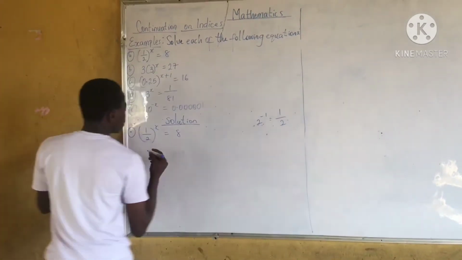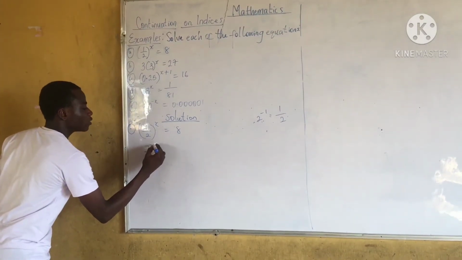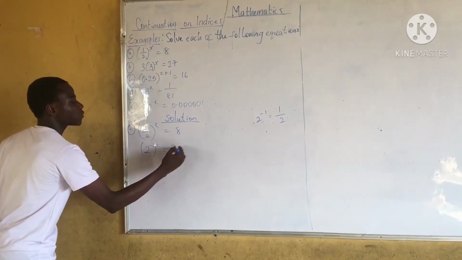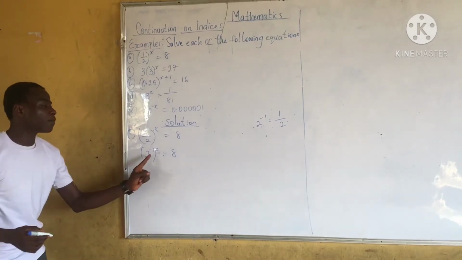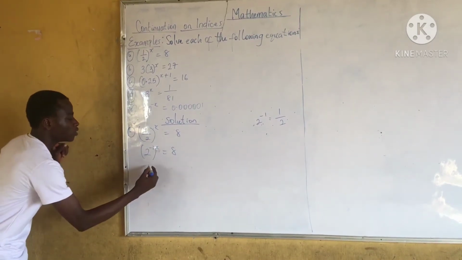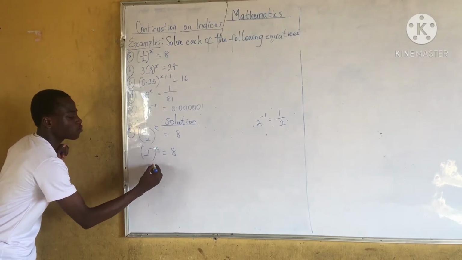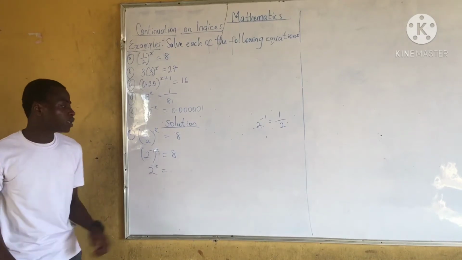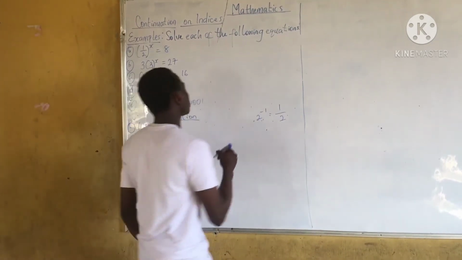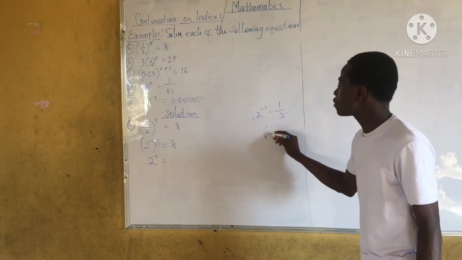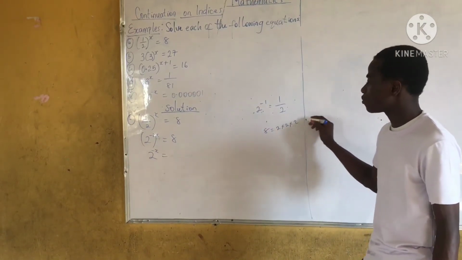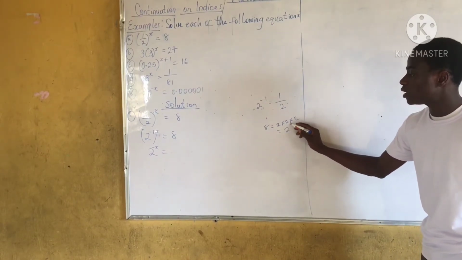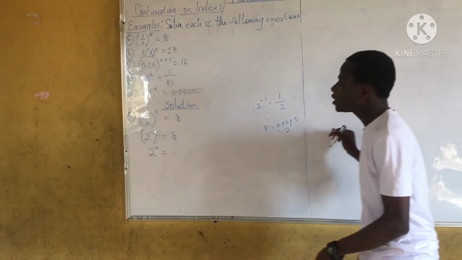This means 2 raised power minus 1 in bracket, raised power x, then equals 8. By law of indices, you can multiply the powers together, so 2 raised power minus 1 times x will give us minus x. Then this 8 now, let's find the index of 8. 8 equals 2 times 2 times 2, which means 2 raised power 3.